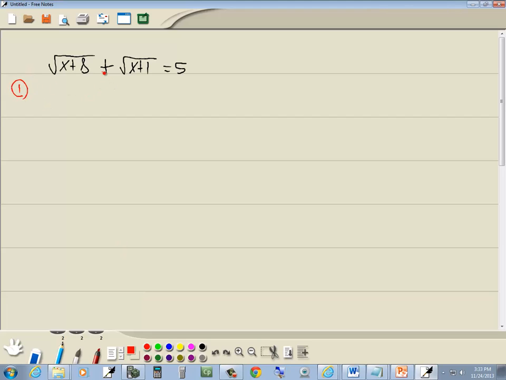So I'm going to take one of these square roots over to the right side, doesn't matter which one. I'll pick the square root of x plus 1. So I got square root of x plus 8 is equal to 5 minus square root of x plus 1.